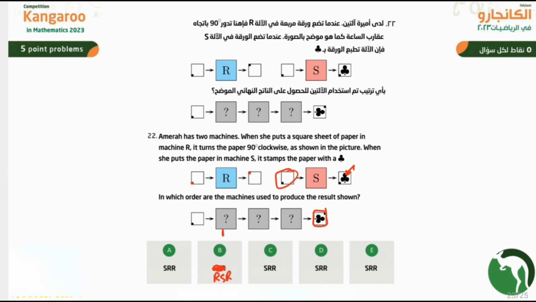At first, we will add R, so this one will become in this way. Now, if we put here S, we will stamp this sticker here. And now, after we put R again, this one will become in this way. So what is the correct answer? B is the correct answer.